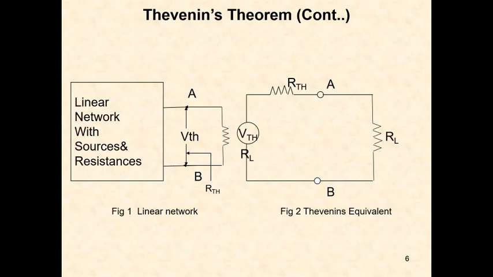And the voltage of the voltage source is equal to the open circuit voltage across the terminals, meaning the load ZL is open and the voltage is measured across the terminals AB. That is VTH. What is RTH? RTH is found by short circuiting all voltage sources, open circuiting all current sources, and the impedance across the terminals AB is the RTH. So this is about the theorem.